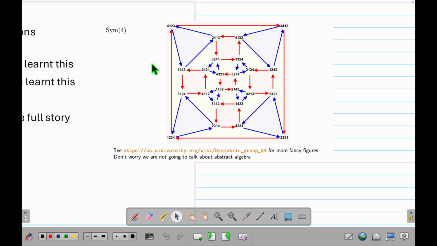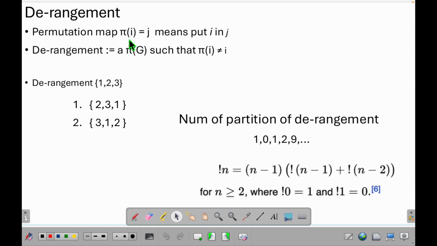So you can think of this arrow as some transformation. What is transformation? You have a function called pi. Pi is just, again, a symbol. I can write a chicken, I can write a duck here, doesn't matter. So I have this. What the heck is this? It means I put i in j. So that means if I have 1, 2, 3, and I put 1 to this position, then this means pi(1) is 3. So this is just a name.